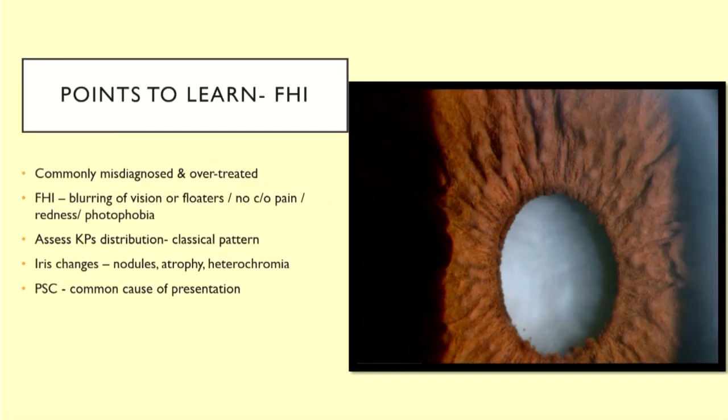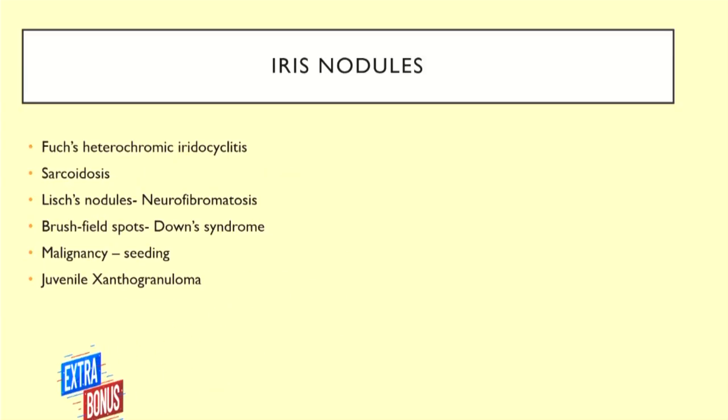So the other points to learn, as we saw, is the presence of KPs. You may also have iris changes. Like in this photograph of a patient with Fuchs, you see a lot of nodules on the iris. So this is another important presentation. So let us learn a bit about iris nodules.